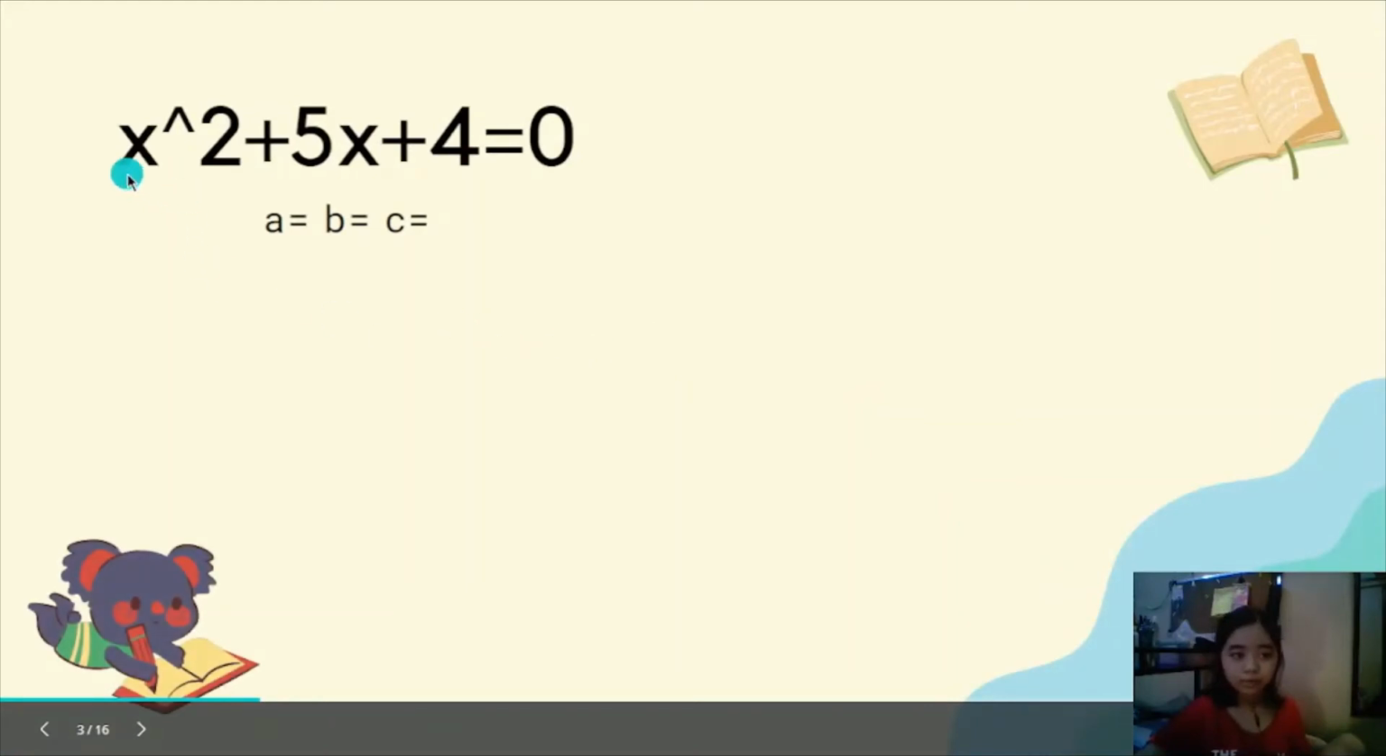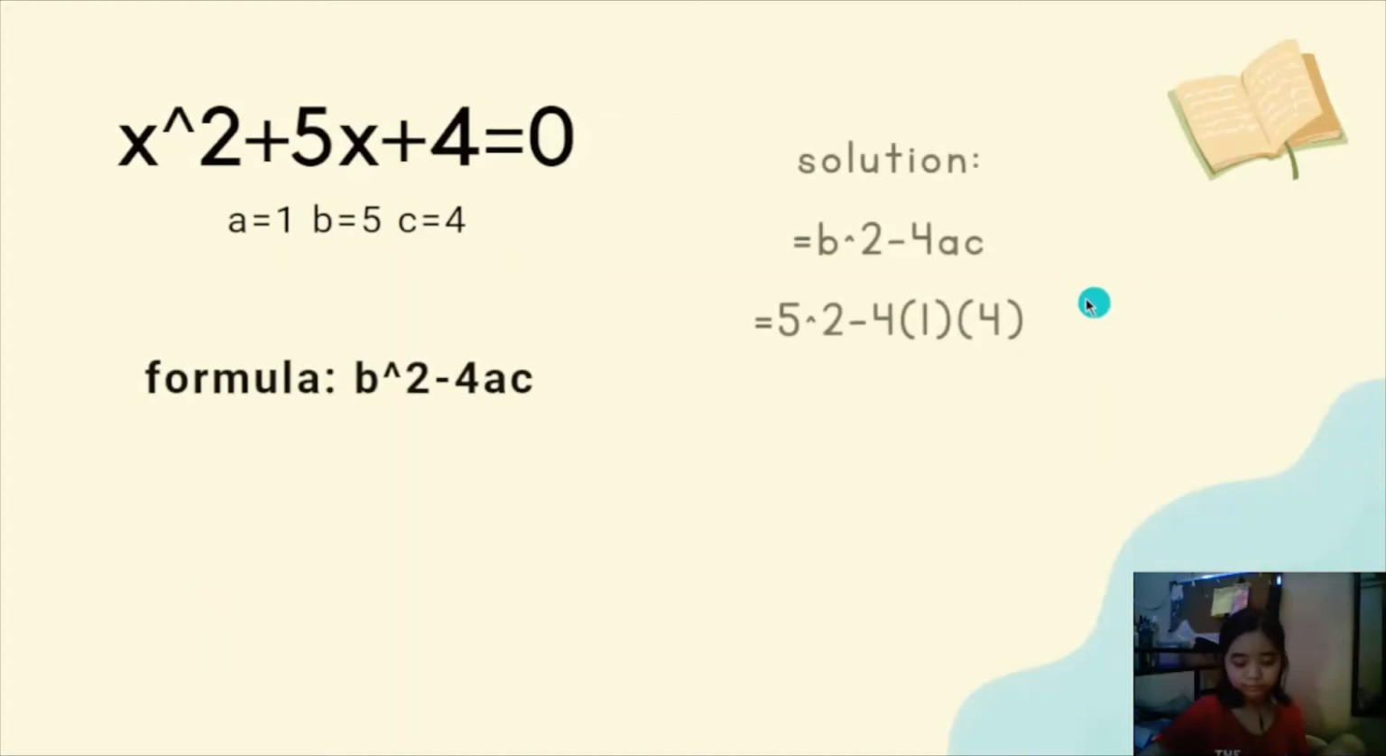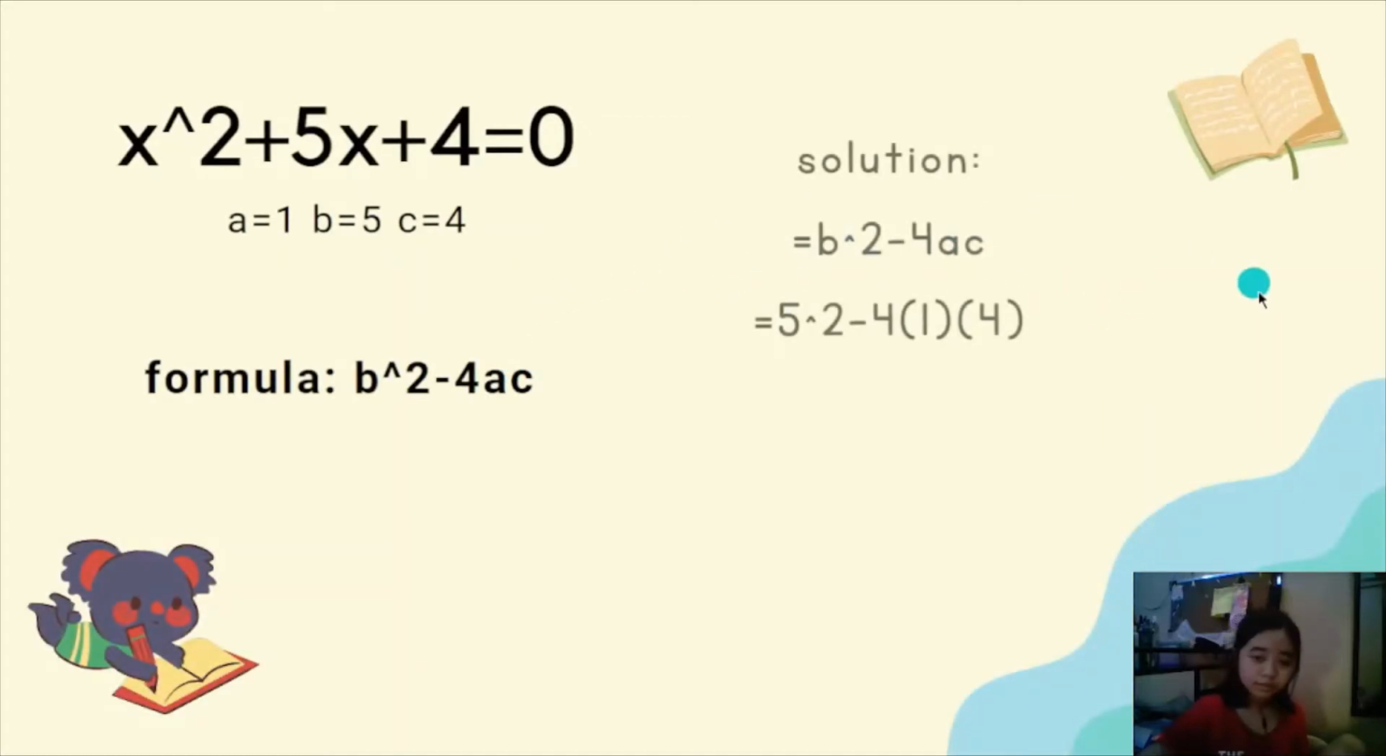Here's an example. x squared plus 5x plus 4 equals 0. Let's identify the value of a, b, and c. The value of a is 1. The value of b is 5. The value of c is 4. Let's plug in the values to the formula. The value of b is 5, so we put the 5 to b. The value of a and c is 1 and 4.